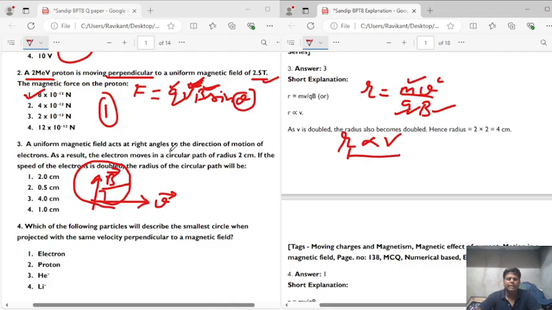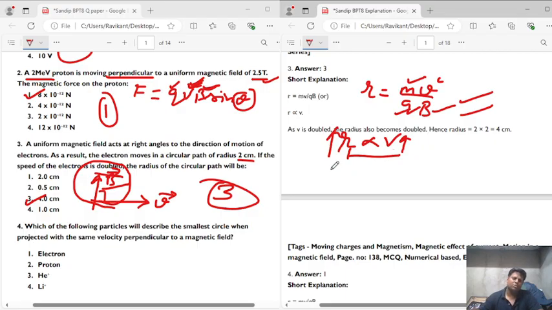In the question, they say that the electron moves in a circular path of radius 2 centimeters. If the speed of the electron is doubled, that is, V is increasing 2 times, therefore the radius will also increase 2 times. So the initial radius is 2 centimeters, and the final radius will be 2 times 2 centimeters, which is equal to 4 centimeters. So the correct answer for question number 3 is option 3, that is 4 centimeters. R is equal to mv by qB is the formula which we are using over here.